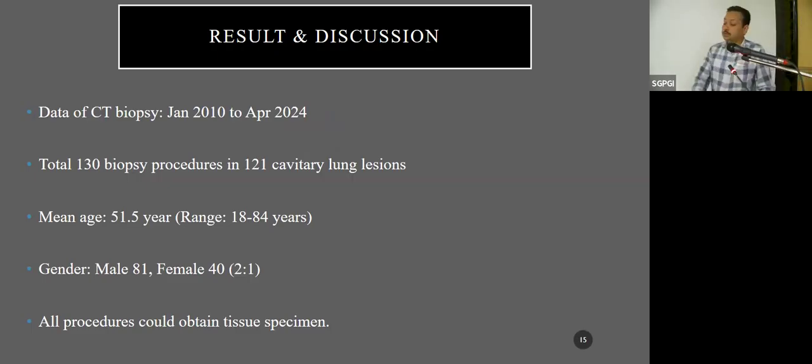Thank you, Dr. Sachin. So, coming to the result and discussion part, a total of 130 biopsy procedures were performed in 121 cavitary lesions from 2010 to April 2024, and the mean age was 51.5 years. We had 81 males and 40 females, and in all procedures, a tissue specimen could be obtained.